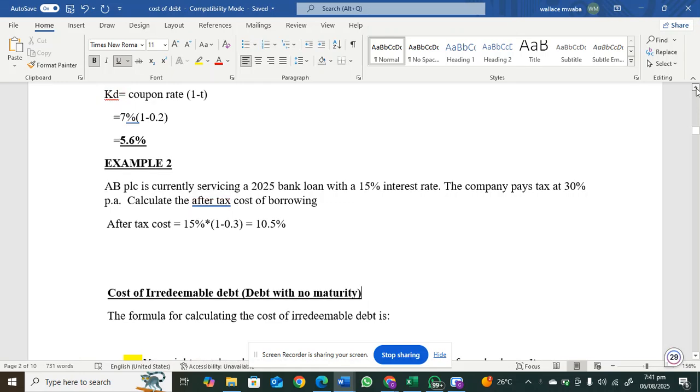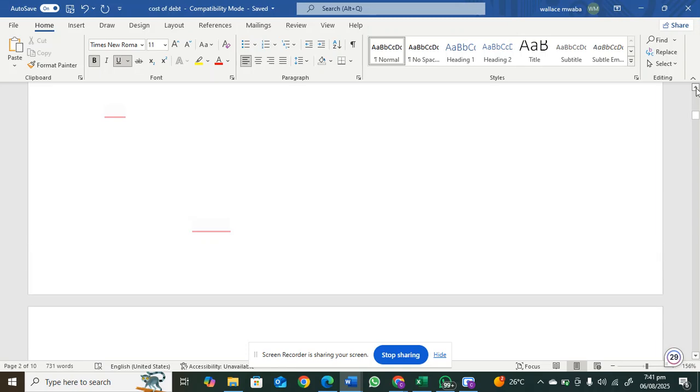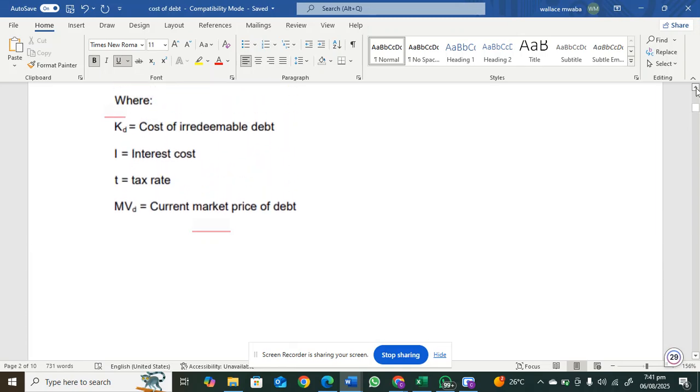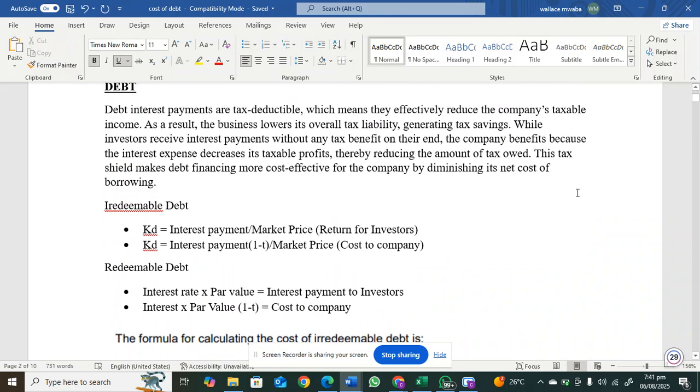So cost of debt comes in two forms: redeemable debt and irredeemable debt. Redeemable debt means that the debt matures. It has a maturity date, and when that debt matures, you get paid. Most of the time, you get paid the par value of the debt.